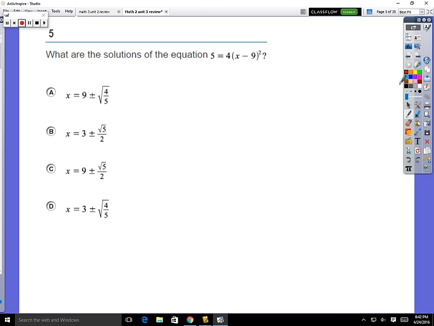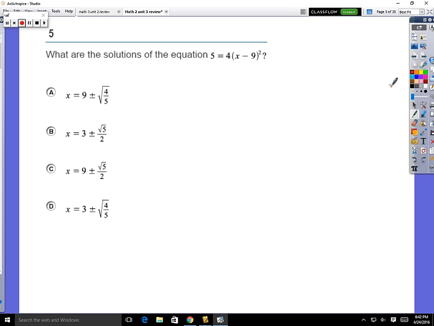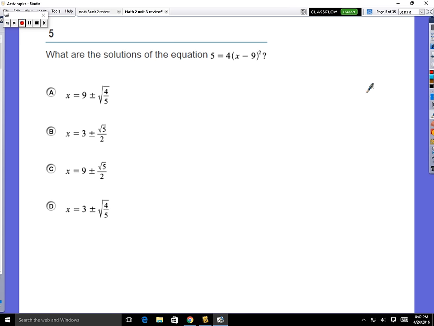Number 5. Okay. So, check this out. This is a quadratic. So you can find ABC.